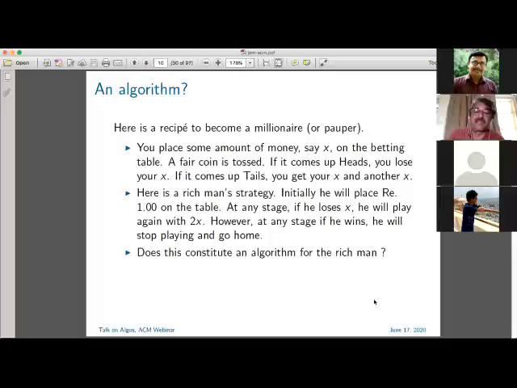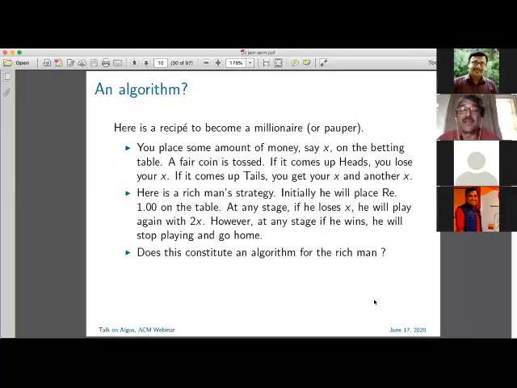So here is a question. Does this constitute an algorithm for the rich man to become a millionaire? Or does it constitute an algorithm for the rich man to become a pauper? Pauper means poor, walking out with no money in hand. Does anyone want to try? Yes.